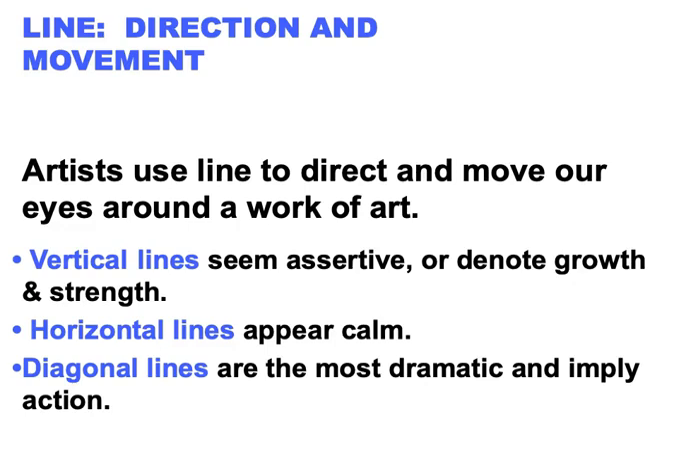So these three types of lines, vertical, horizontal, and diagonal, actually do create different feelings or moods when they're applied to a work of art. Vertical lines seem assertive, denote growth and strength. Horizontal lines appear calm. Diagonal lines are the most dramatic and imply action.